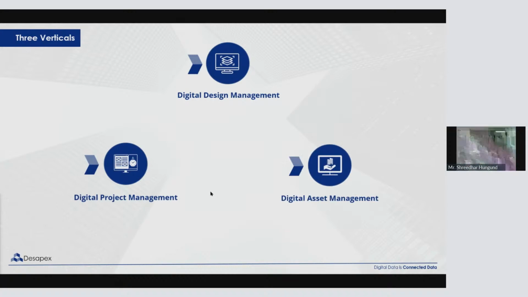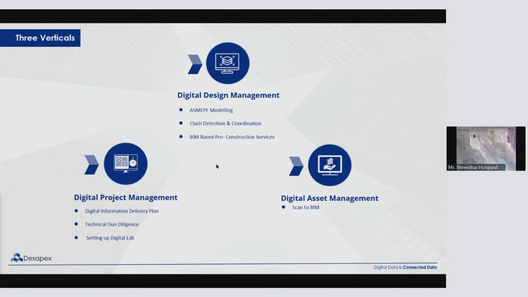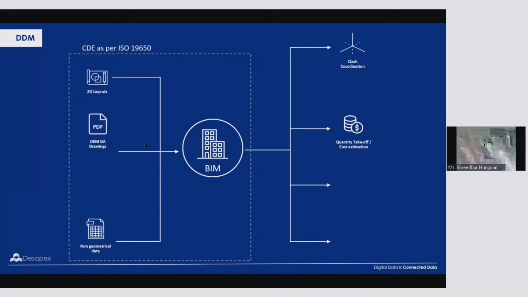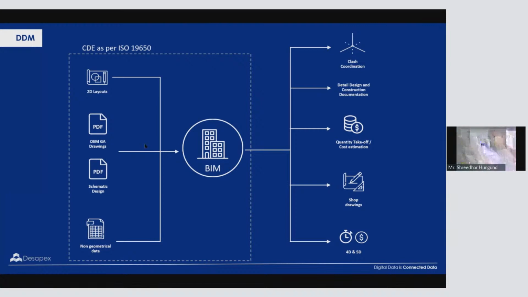So our services are basically segregated into 3 main verticals, that is digital design management, digital project management, and digital asset management. Under digital design management, we help designers and owners to transform their traditional projects to BIM framework and BIM model development across its different use cases like visualization, clash detection and coordination, 2D to 3D model development for all levels of detail, construction documentation, quantity takeoff, 4D and 5D simulations, etc.